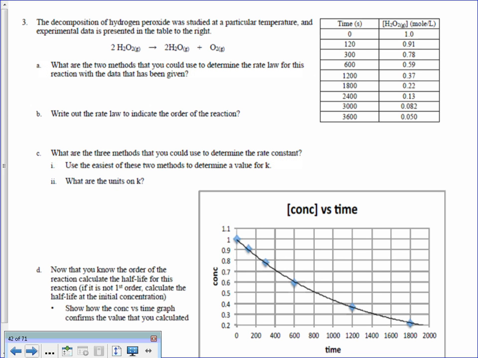What are the units of k? Per second. Per second, because it's constant. It's just the rate constant times concentration.